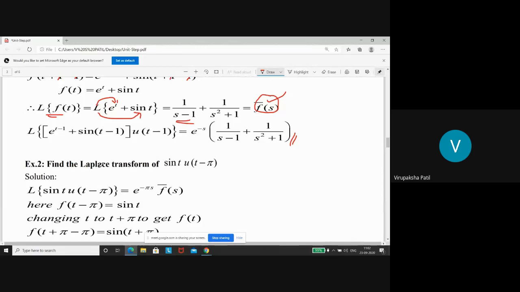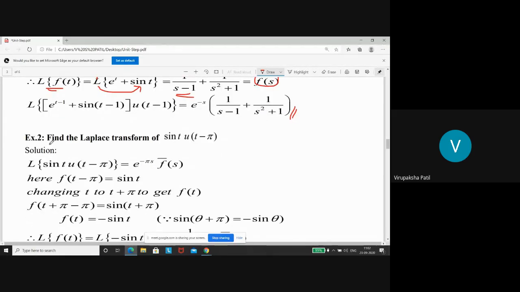Okay. Quickly, we'll take one more example. Find the Laplace transform of sine t into u of t minus 5. Okay, this is your given function. U, or sometimes they will give this one as h. Keep in mind, h of t minus 5, both are one and the same. Okay. Now, we'll apply Laplace to this. Consider this part.